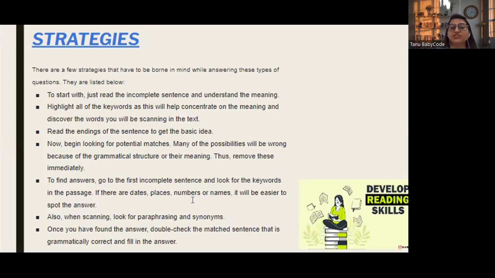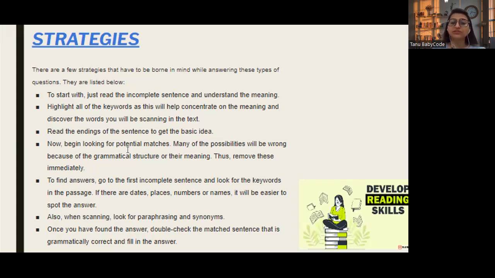So the very first strategy is just read the incomplete sentence and understand the meaning. This is very important because reading the questions will always give you an idea what you need to look for in your passage, right? So read the incomplete sentence first, understand the meaning so that you know what you need to find. Second is highlight all keywords. All this will help you concentrate on the meaning. Highlighting the keywords will help you know what you need to scan in your paragraph and it will help you concentrate on the meaning also.